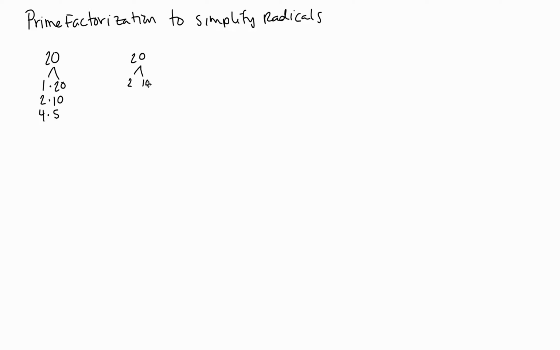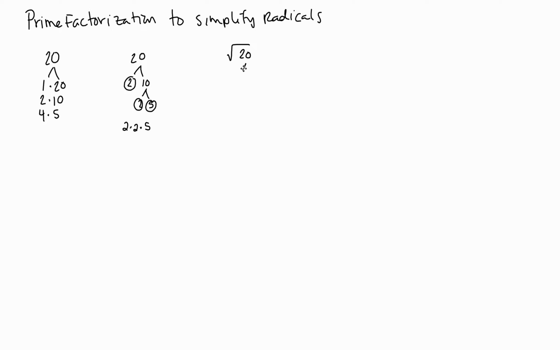So prime factorization shows that 2 times 2 times 5 are the three numbers that are all prime that will multiply to 20. This is what prime factorization is. So in order to use this to simplify radicals, I'm going to write out the square root of 20, and I want to simplify this using my prime factorization.